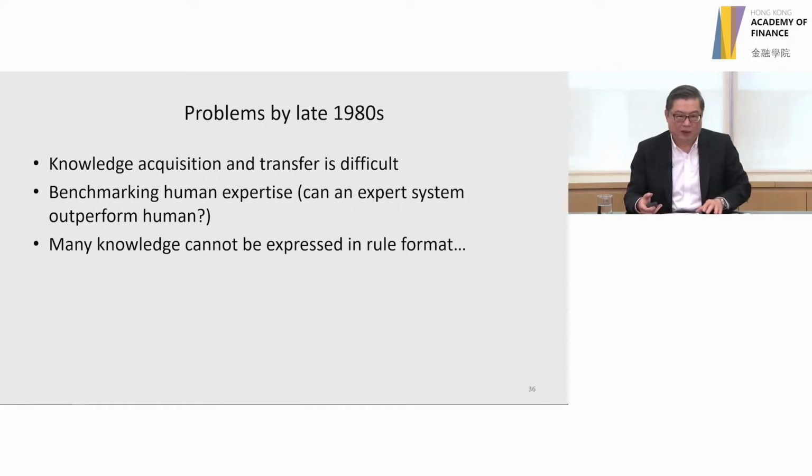So this approach hit the wall. Why? First of all, knowledge acquisition and transfer is very difficult. And there's no incentive for the human experts to transfer his or her knowledge to a computer, because they are afraid that the computers will replace them. Second is the benchmark of any expert system. The best that you can get is the human expertise. So the question is, can an expert system outperform humans? Unlikely. And also, many kinds of knowledge cannot be expressed in rule format. So after a few years of popularity in the late 80s and early 90s, the expert systems died down, and that enters into the second AI winter.